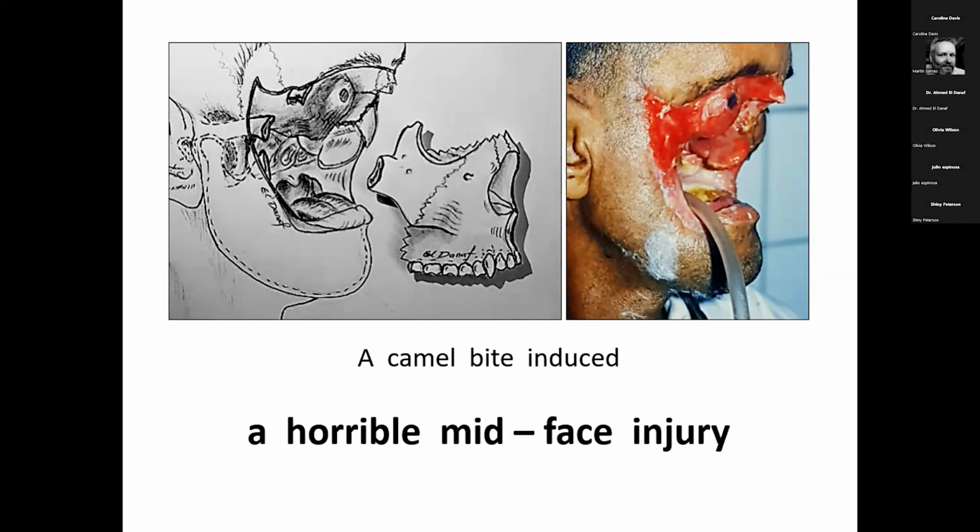Middle third of the face, massive loss of middle third of the face. That was due to a camel bite. It happened to this poor patient about 300 kilometers south of Cairo, and the patient spent 2 weeks in ICU.